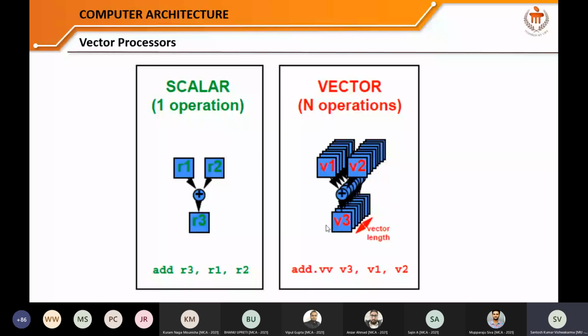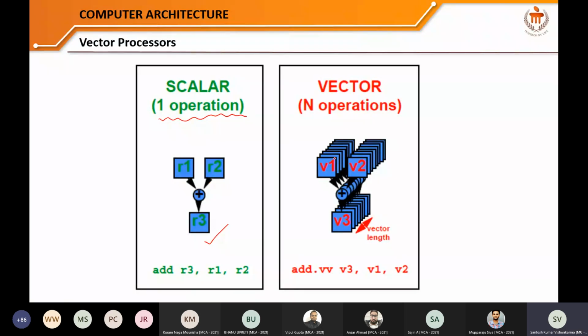But if it is a scalar, we should not be confused with the mathematical terminology of scalar and vector, where a scalar has magnitude and a vector has magnitude and direction. I'm not particularly talking about that. Let us see how this can be differentiated. Scalar means one operation. So this is one operation, and as you can see, if we operate on R1 and R2, we get the result R3. That is a single instance.